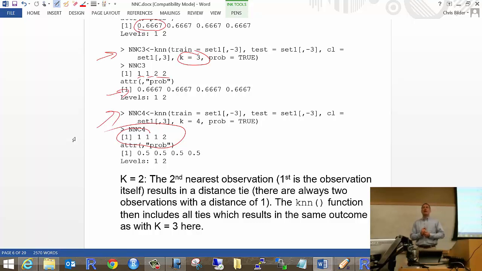Again, let me emphasize that. Always use a seed number before you run these functions. I didn't here because I'm just demonstrating how these functions work at this time.